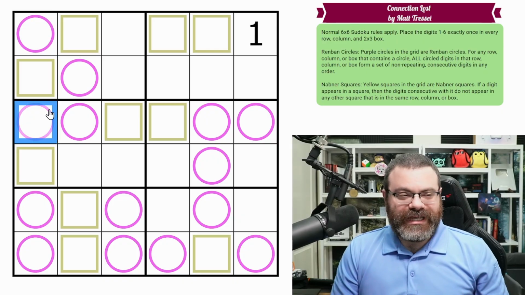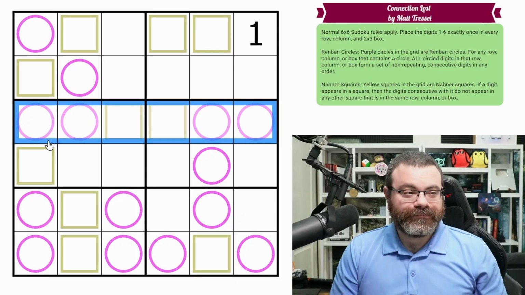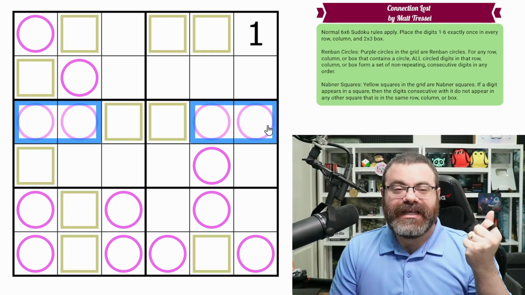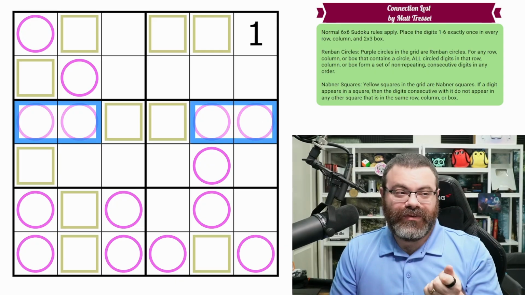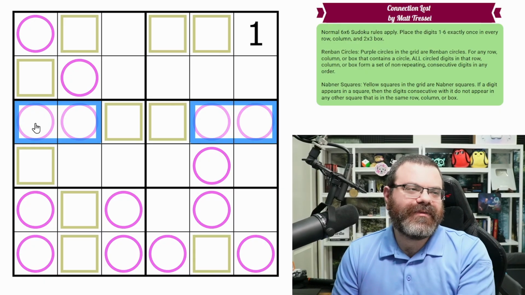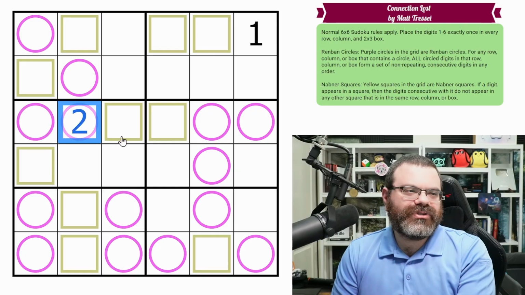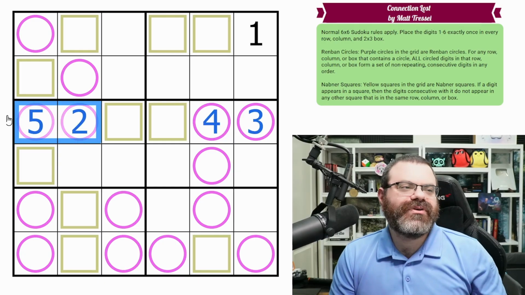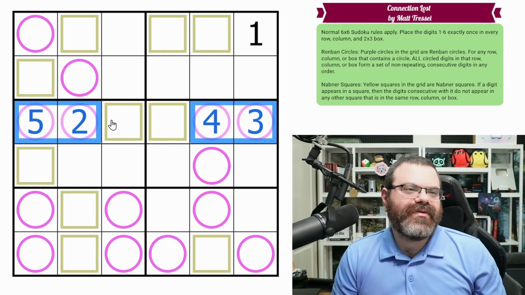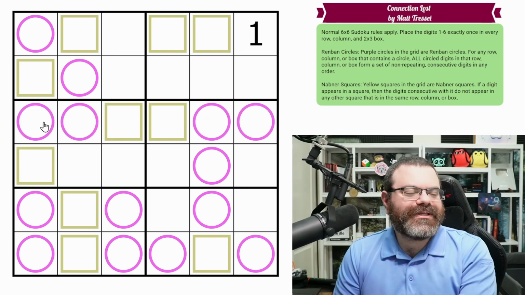So let's take, maybe this row, for example. These 4 circles in the row have to have a set of non-repeating consecutive digits, in any order. They're already not going to be repeating, but they have to be consecutive. So for example, I could do 2, 3, 4, 5. That is a consecutive run of digits. The order doesn't matter, so this fulfills our circles just fine. That's one way to do it. There's plenty of ways, though.